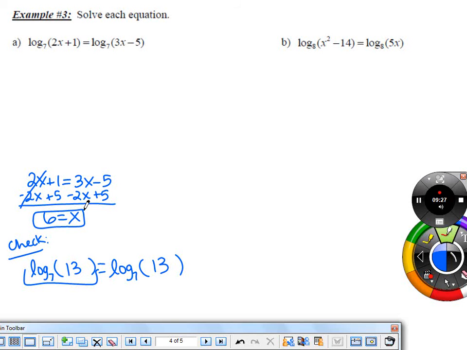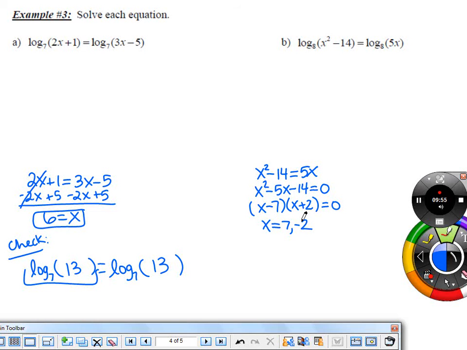So I'm going to work out part B the same way. If those two logarithms are equal, then x squared minus 14 must equal 5x. This is a quadratic. So I'm going to set it up so that all things are on one side of the equation. This quadratic happens to factor, so that's pretty nice. And so I'll get solutions of 7 and negative 2.